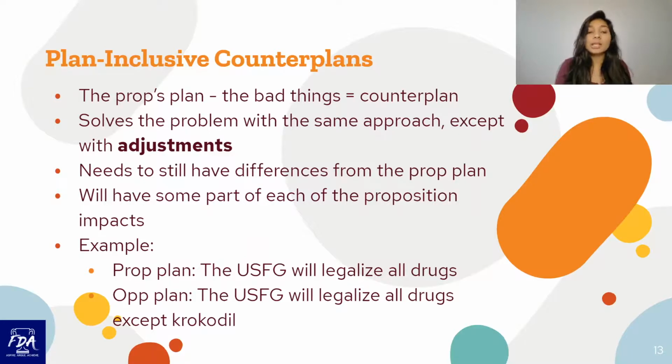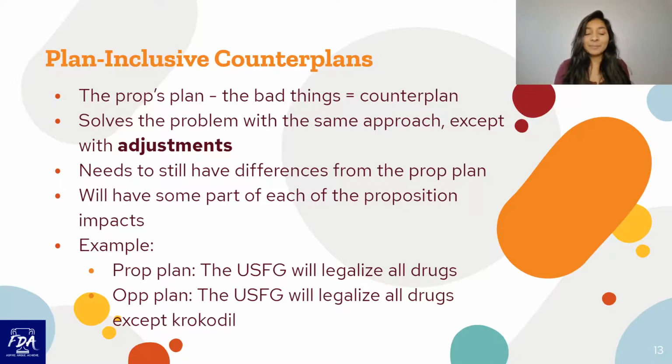But the good thing is that you will be able to have parts of the impacts from the proposition side because you're using part of their plan. And so an example of how this works is if the topic is the United States federal government will legalize all drugs, the proposition would agree. And the opposition would say the United States federal government will legalize all drugs except crocodile. Gosh, that sounds like crocodile. I really hope I'm not mispronouncing it.